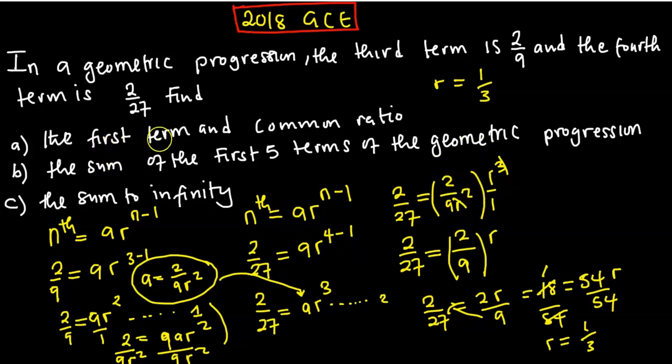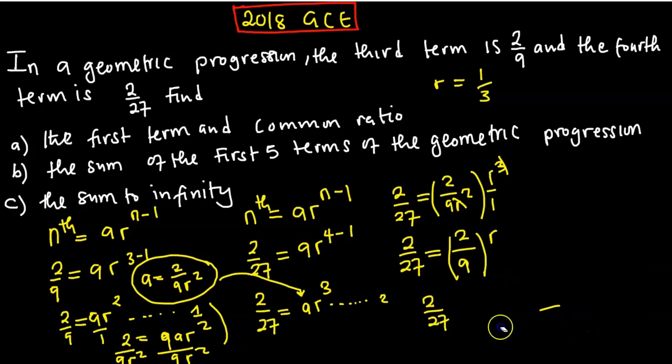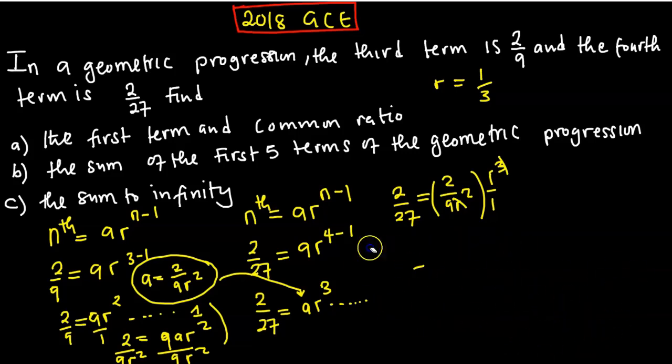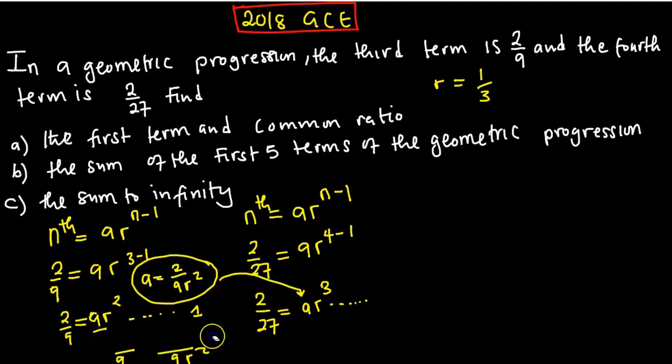We said the first term and the common ratio. So we found the first term, we found the common ratio. We can now go on and find the, I mean the first term. So how are we going to find the first term? We are going to get one of the original equations, then replace where there is r. So I'm going to get this one, the first equation, and I'm going to replace r with 1 over 3.